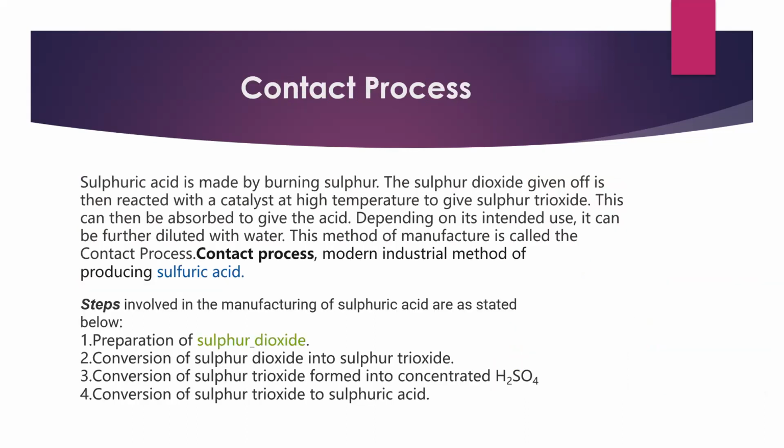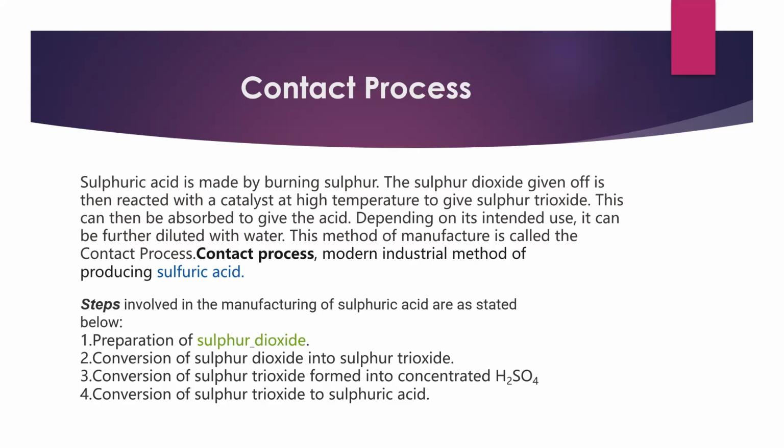Contact process of sulfuric acid. Sulfuric acid is made by burning sulfur. The sulfur dioxide given off is then reacted with a catalyst at high temperature to give sulfur trioxide. This can then be absorbed to give the acid. Depending on its intended use, it can be further diluted with water. This method of manufacture is called the contact process.